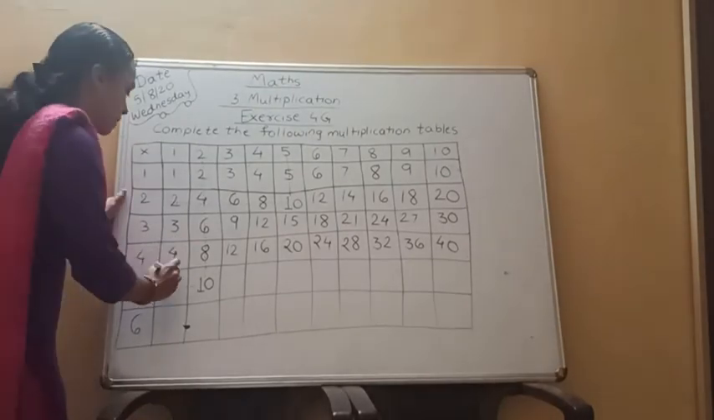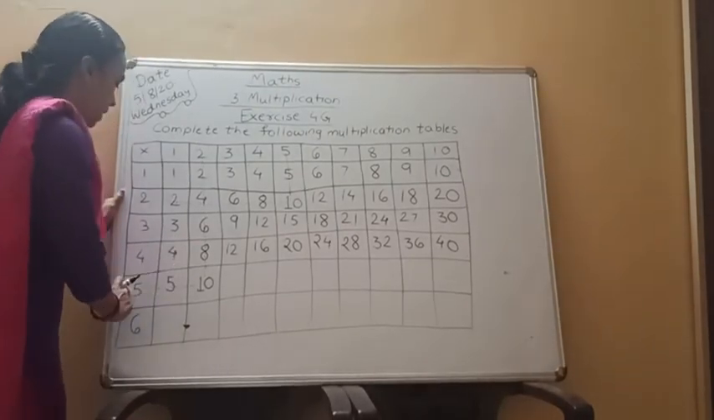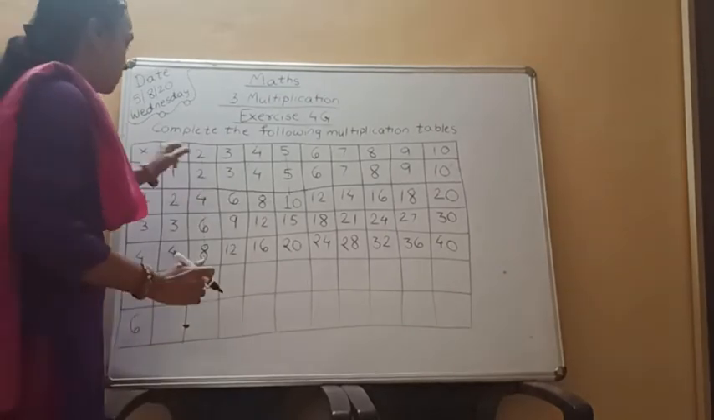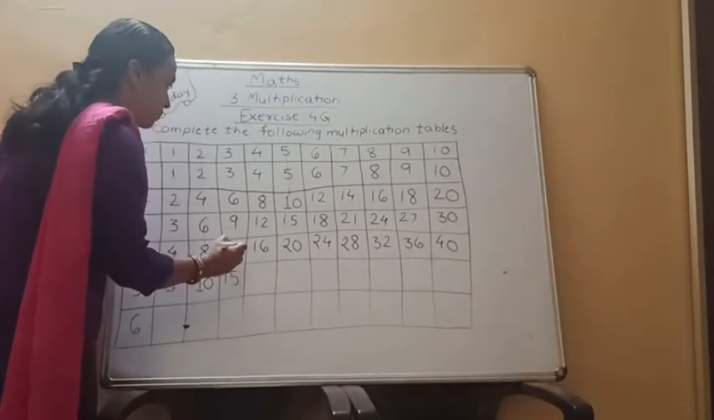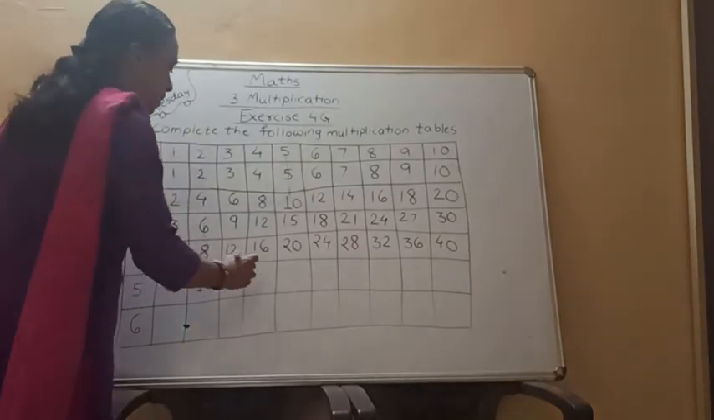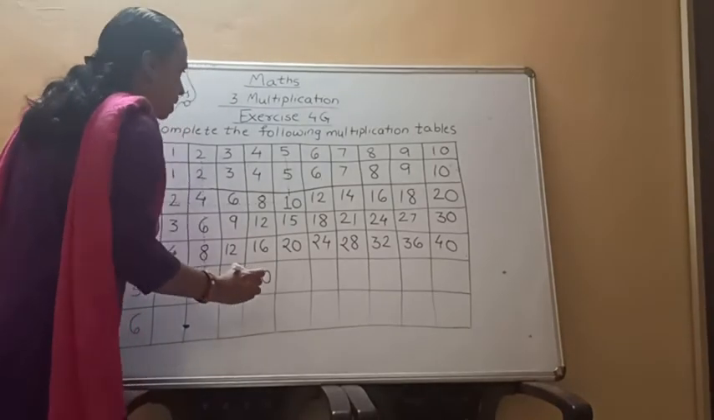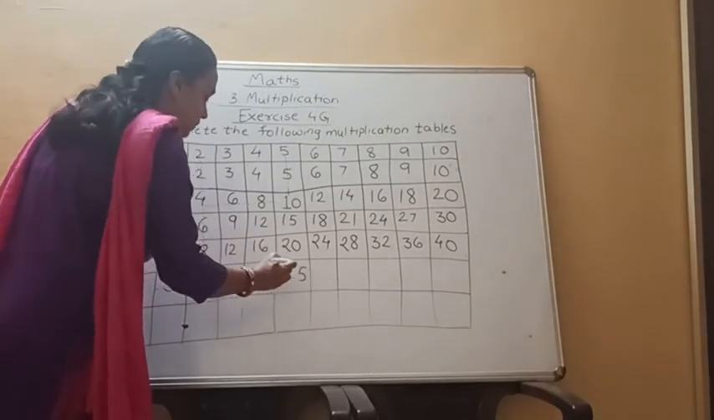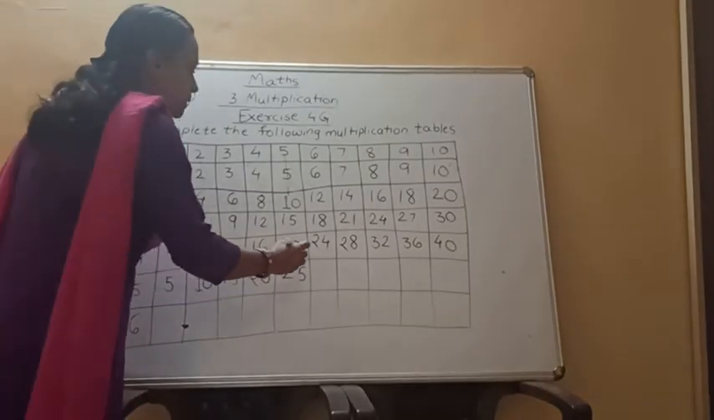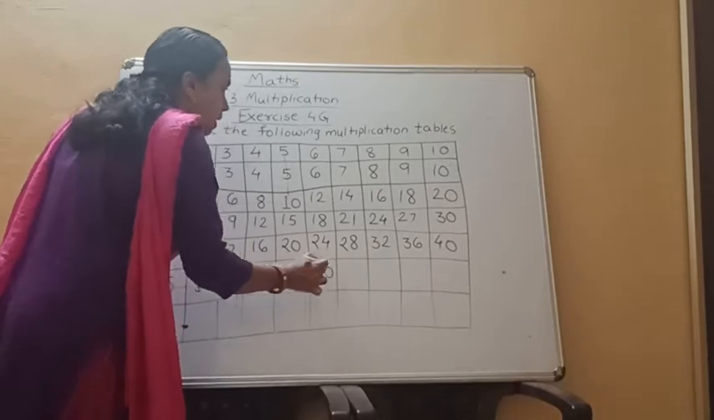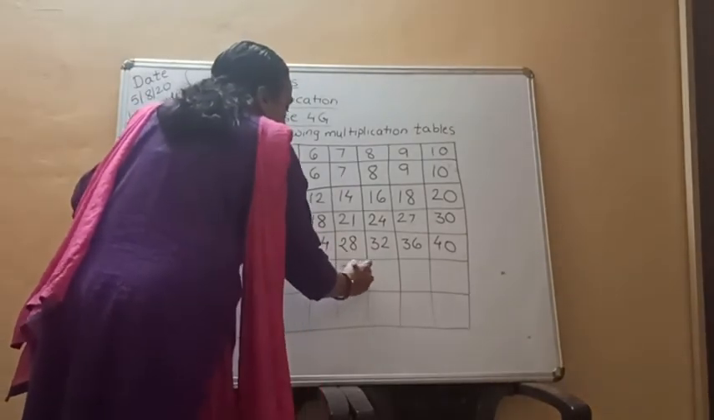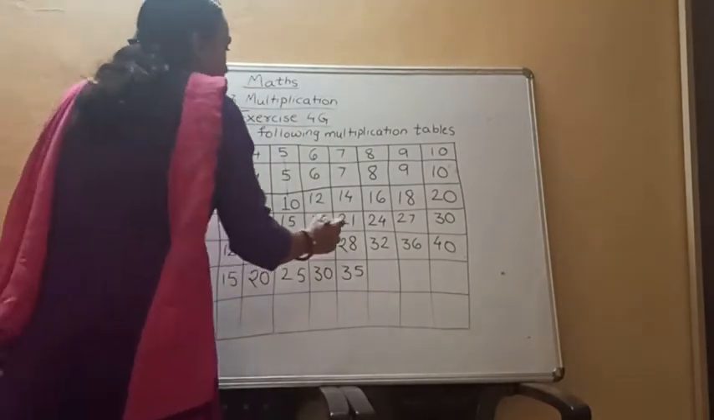5 ones are 5. 5 multiplied by 2. 5 twos are 10. 5 multiplied by 3. 5 threes are 15. 5 multiplied by 4. 5 fours are 20. 5 multiplied by 5. 5 fives are 25. 5 multiplied by 6. 5 sixes are 30. 5 multiplied by 7. 5 sevens are 35.